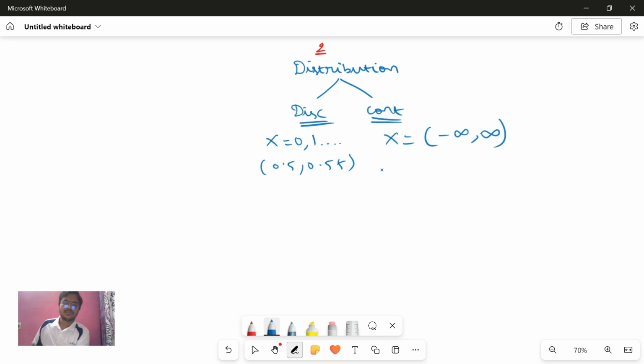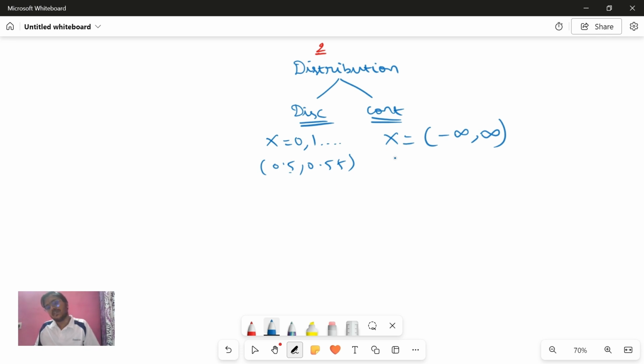If you want an example for discrete, you can keep the coin toss example itself. When you toss two coins and take getting heads as a random variable, you cannot get half a head, or 1 by 4 heads. That means it is a discrete distribution.